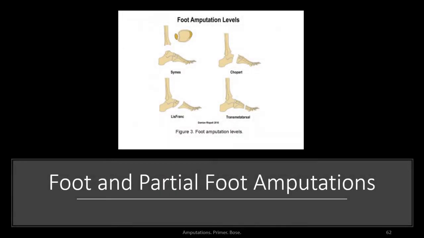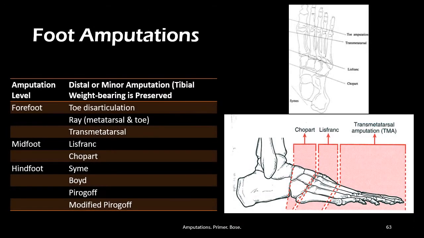In this section, let us look at the foot and partial foot amputation. As has been discussed before, foot amputations can both be major or minor amputations. Ray and toe amputations are usually minor amputations and will not be specifically discussed. We will focus on the major amputations of the foot. Depending on level, they can be divided into forefoot, midfoot, and hindfoot amputations. The different types are listed on this slide.